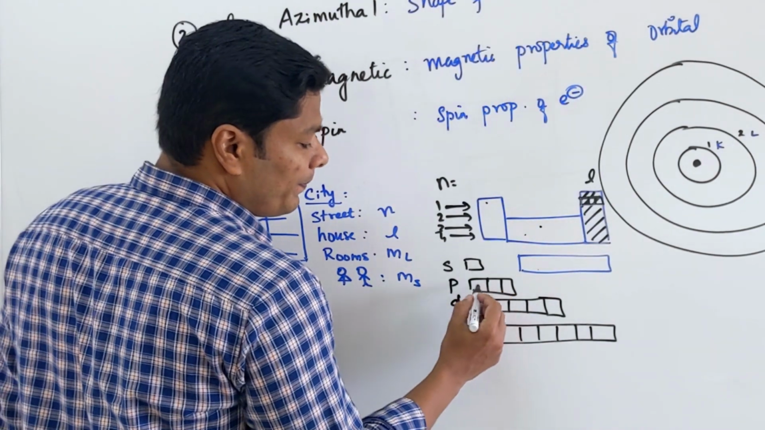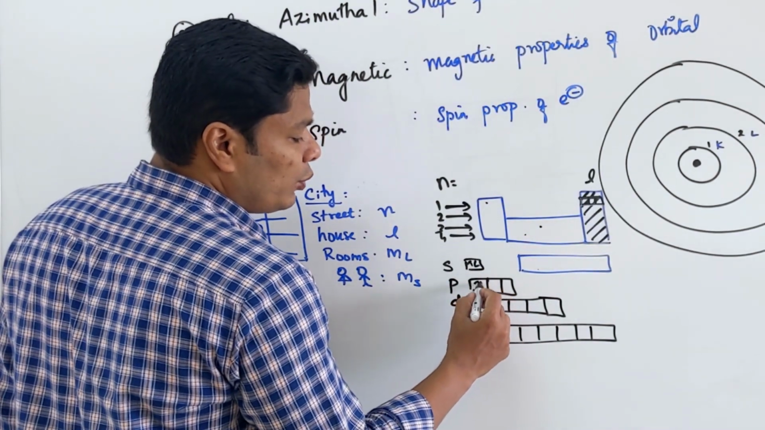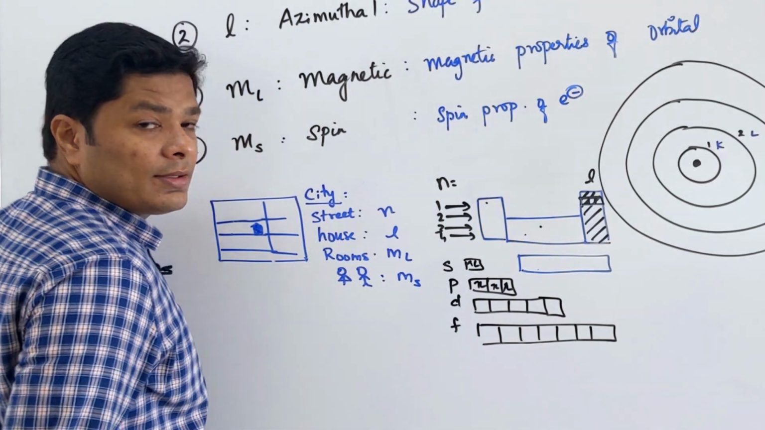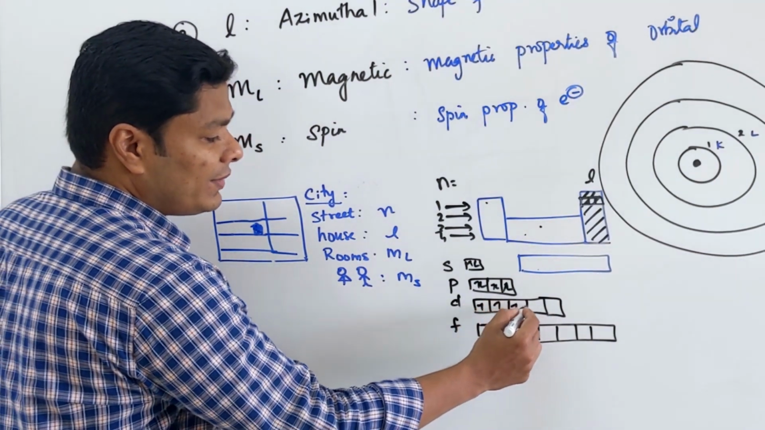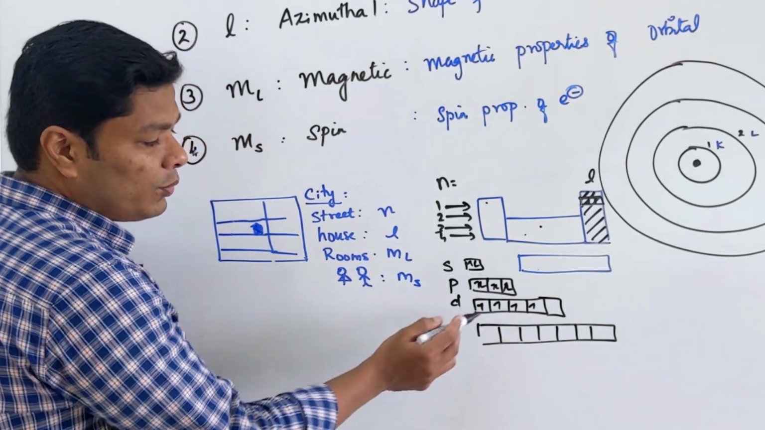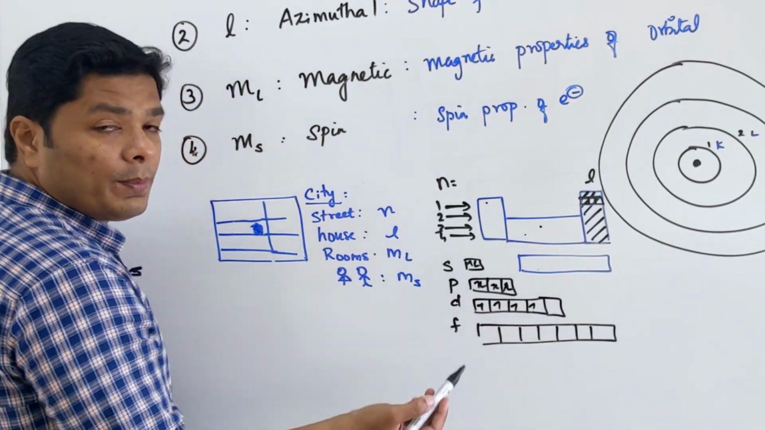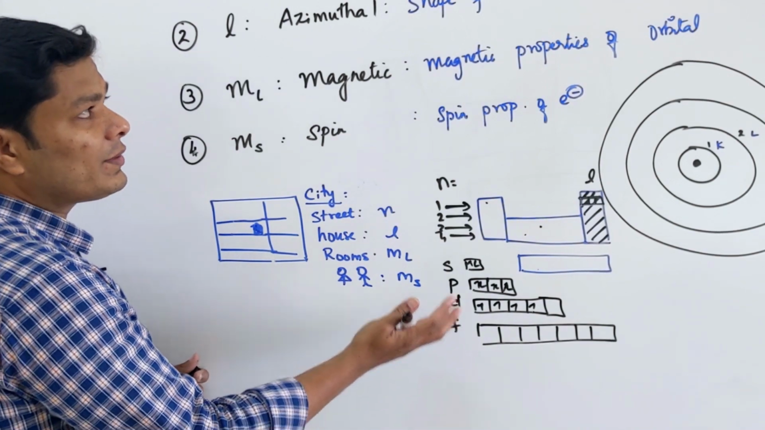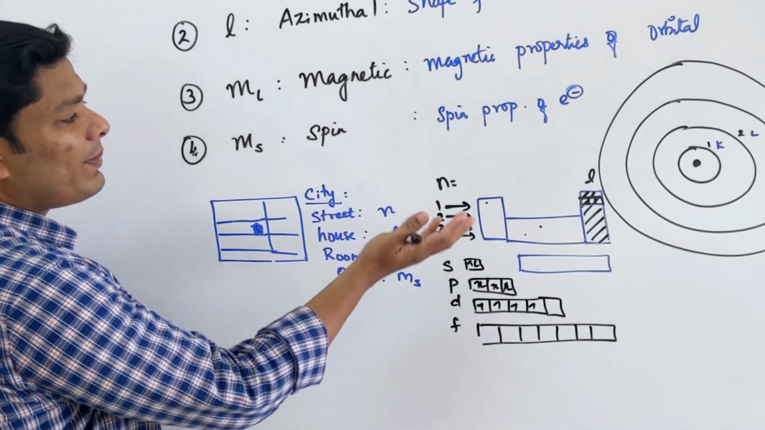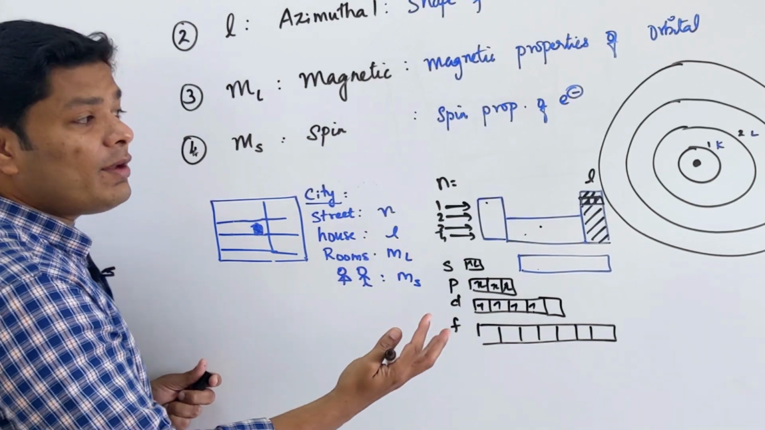In each of the rooms there can be 2 people, so on and so forth. In some rooms there is nobody. Okay, some rooms, for example, we can have this. In some rooms there is nobody, in some rooms there is only 1 person. That's what we are going to see right now. But at least you are getting an idea what this means. So it tells you about principal, azimuthal, magnetic and spin, and what they really mean.